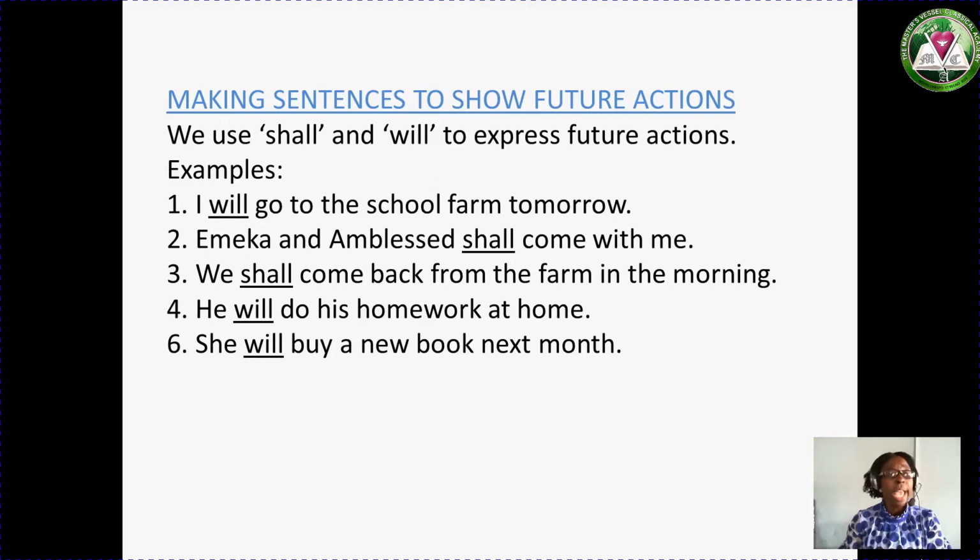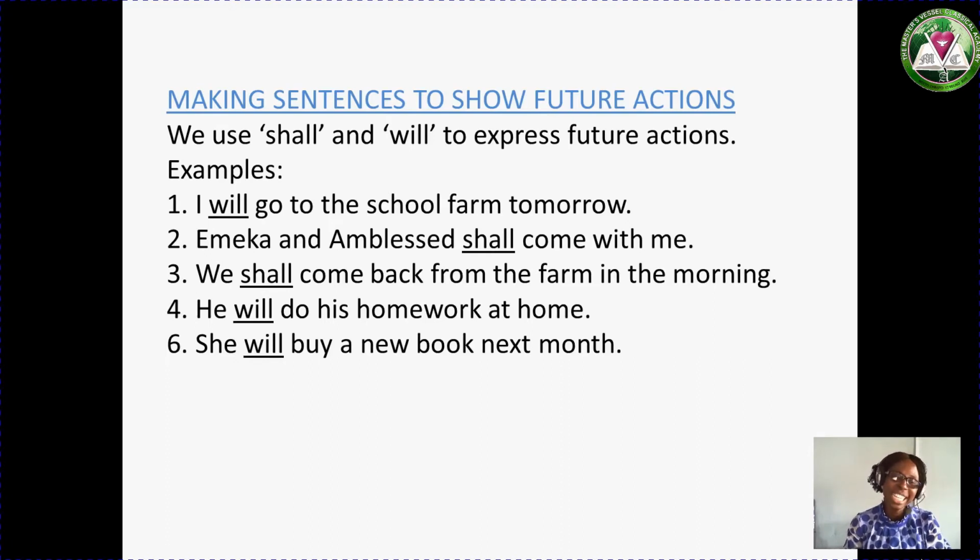Number 2, Emeka and I'm Blessed shall come with me. Number 3, we shall come back from the farm in the morning. Number 4, he will do his homework at home. Number 6, she will buy a new book next month.